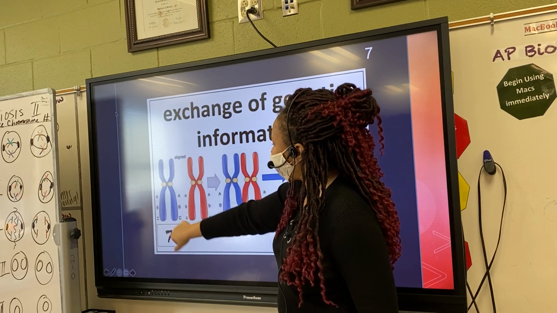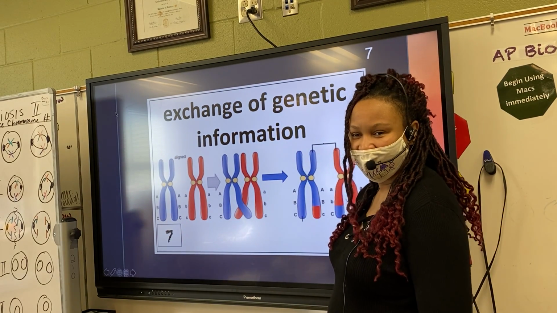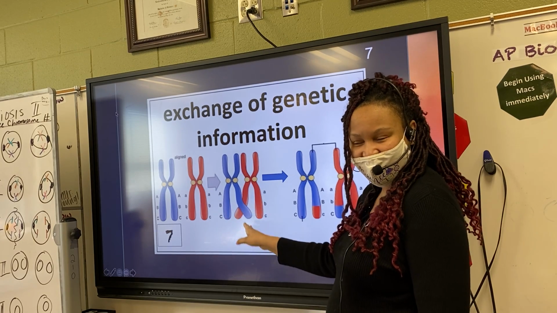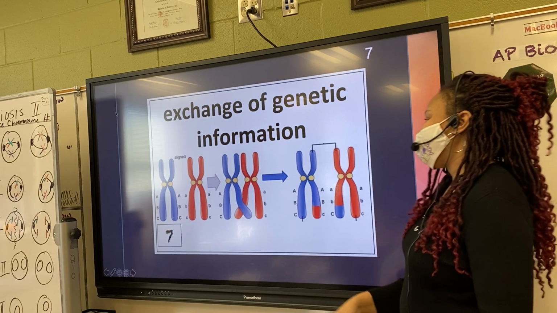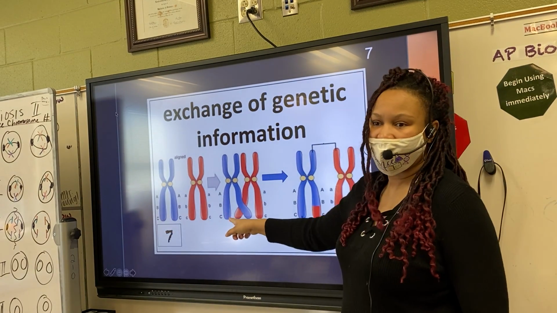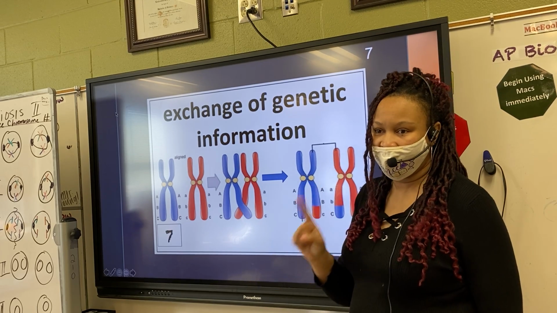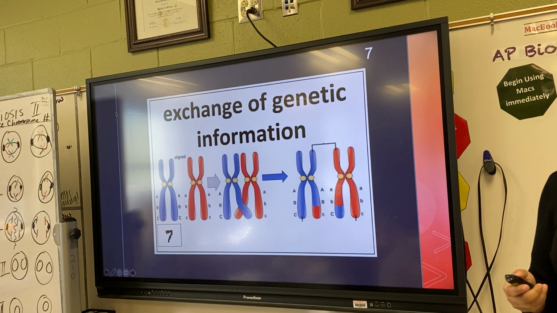All right, when a tetrad crosses over, oh, I gave the answer. When a tetrad exchanges genetic information, this is called what? Crossing over. Now, the formation of the tetrad and crossing over happens during prophase 1. It happens during the first division of the nucleus.